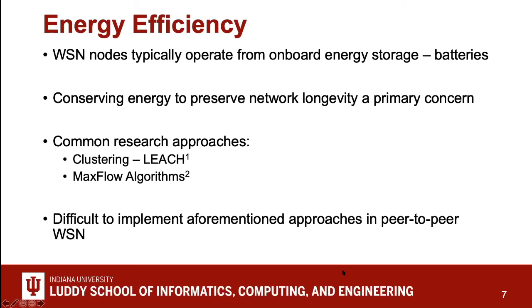So looking first at energy efficiency, as I mentioned earlier, wireless sensor nodes typically operate from onboard energy storage, such as batteries. So they're very limited. Ultimately, we're trying to conserve that battery power to ensure the network maintains its longevity as long as possible. As long as nodes have battery left in them, they're able to gather sensor data and forward packets, and as they run out of battery power and drop out of the network, it becomes more sparse and eventually will collapse.